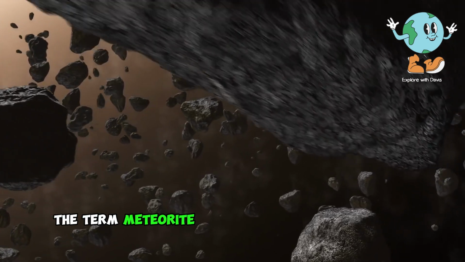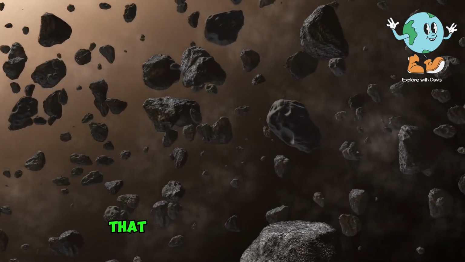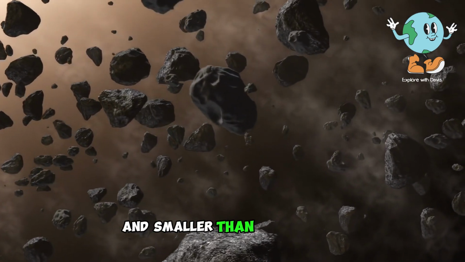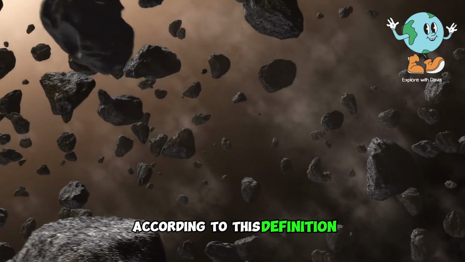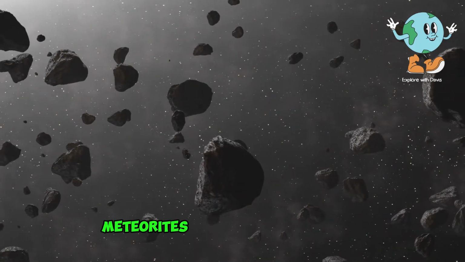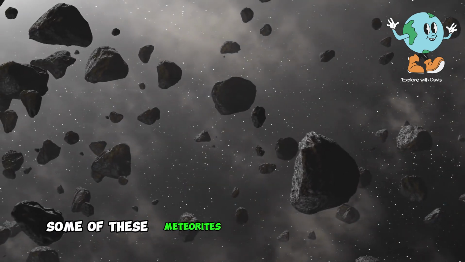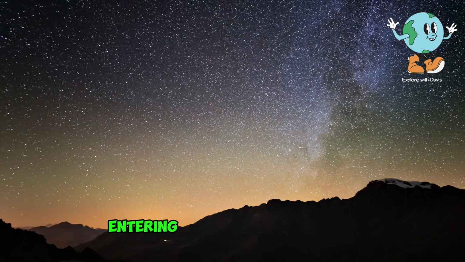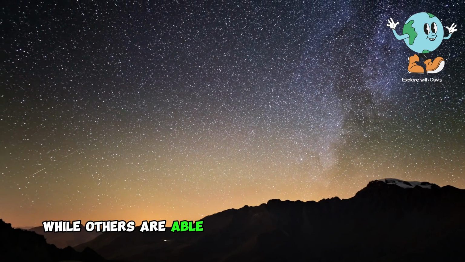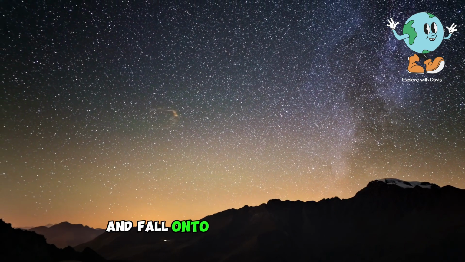The term meteorite is used for any object from space that is larger than a dust grain and smaller than an asteroid. According to this definition, approximately 4 billion meteorites fall to Earth every day. Most of them are medium-sized rocks. Some of these meteorites completely burn up upon entering the Earth's atmosphere, while others are able to penetrate the atmosphere and fall onto the Earth's surface.